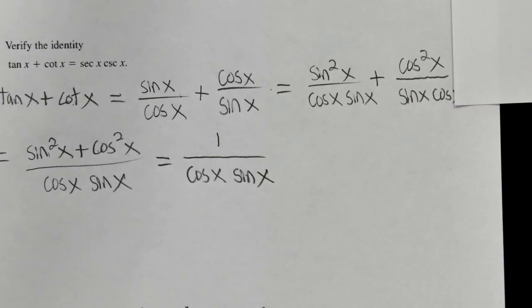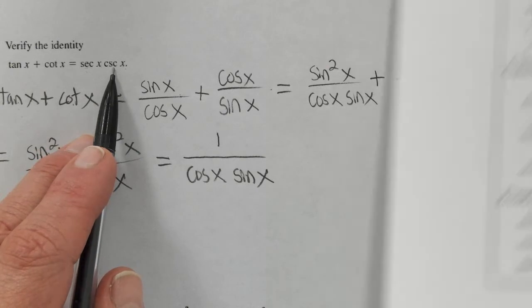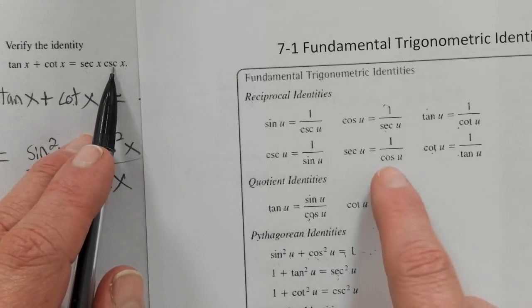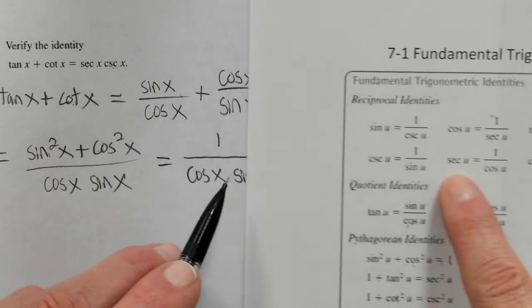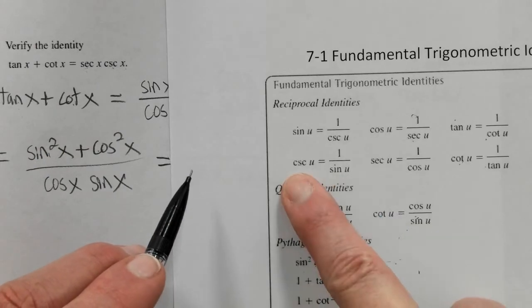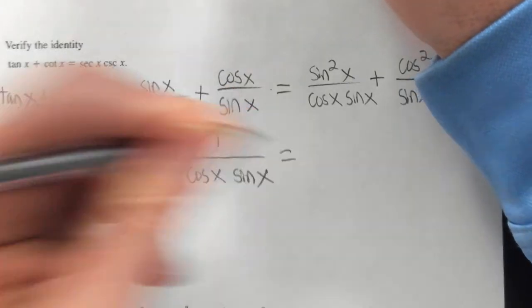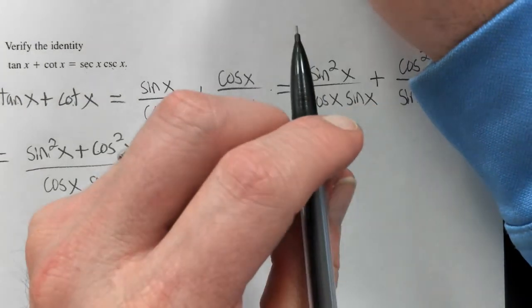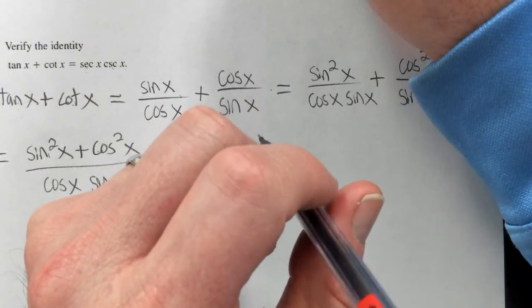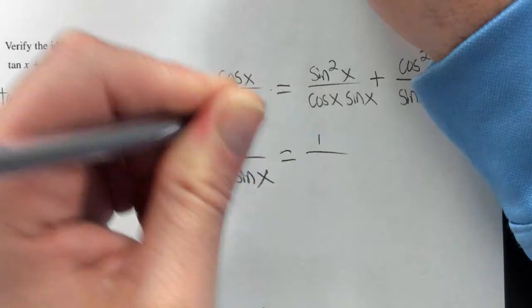Now take a look at what I'm trying to prove. Secant, cosecant. Well, what's 1 over cosine equal to? Secant. And what's 1 over sine equal to? Cosecant. So now we can see the end of the line here. I'm going to split these up, just to make sure we drive home the point that they're equal.